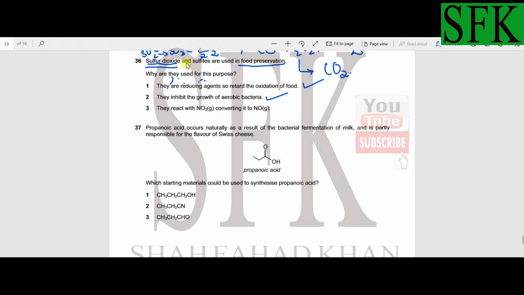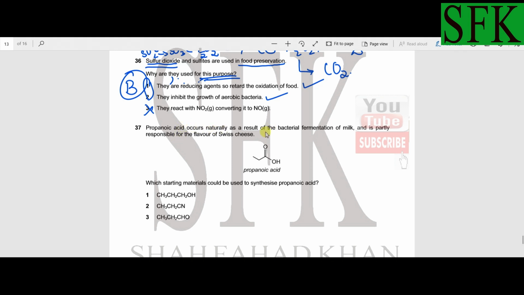Well, sulfides and sulfur dioxide are added to food. They are not added so that nitrogen dioxide can be converted into nitrogen monoxide, but rather for the food's protection and preservation. So they are acting as preservatives. So 1 and 2 only are correct. 3 is not correct; 3 is not the purpose for which these are added to food. So B is the correct option, 1 and 2 only.